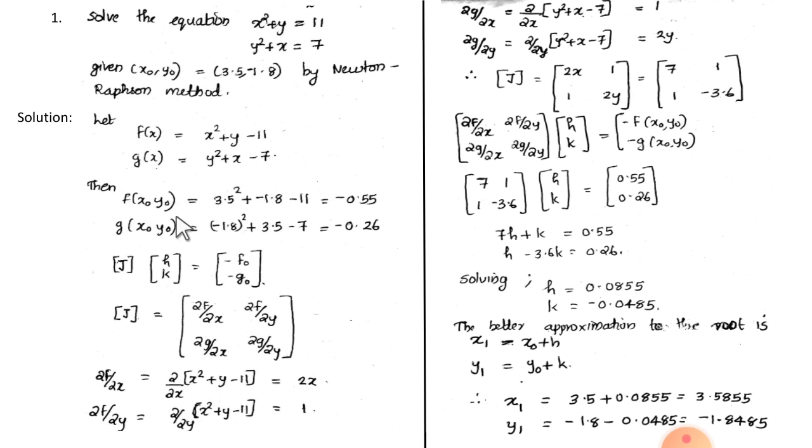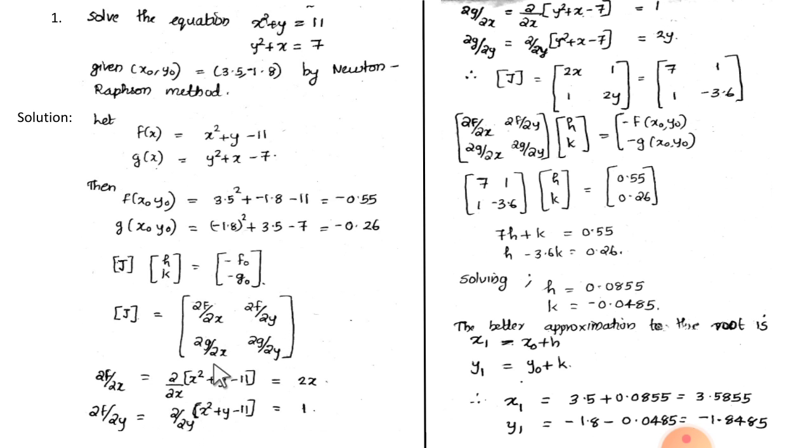Then f of x0, y0 will be, substituting the values of x0 and y0 in f of x and g of x, you can get the values of f of x0, y0, g of x0, y0. Now you have to find a matrix, the J matrix. So J into h k is equal to minus F0 minus G0. And J is nothing but the Jacobian matrix, dou F by dou X, dou F by dou Y, dou G by dou X, dou G by dou Y.